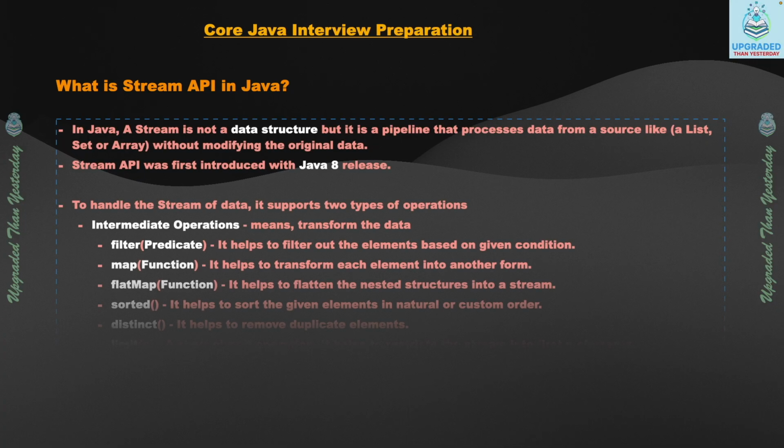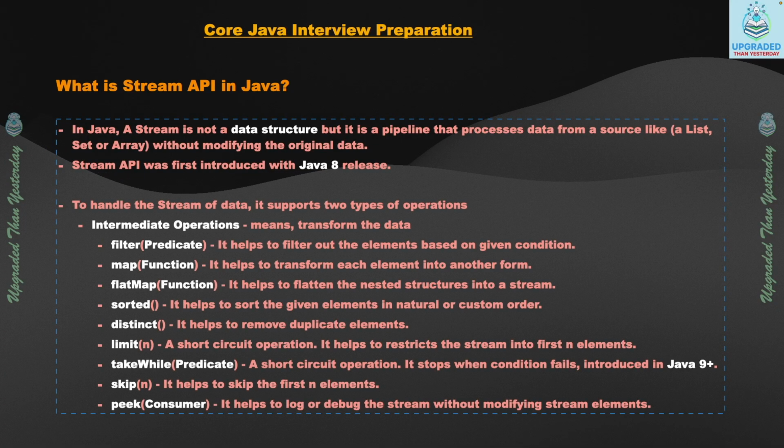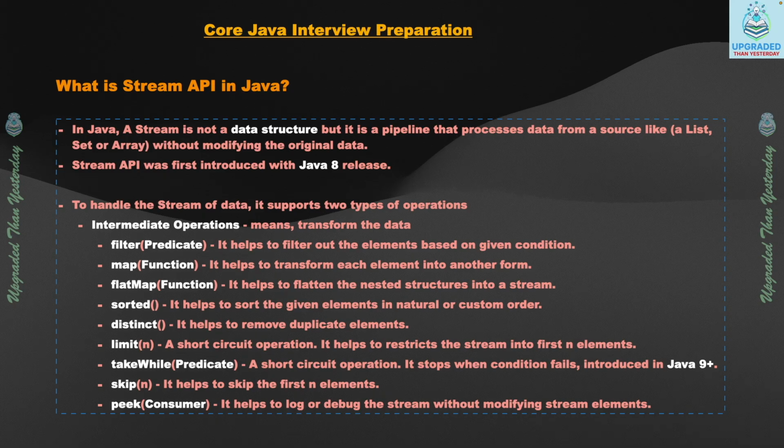What is Stream API in Java? In Java, a stream is not a data structure, but it is a pipeline that processes data from a source like a list or a set or an array without modifying the original data. Stream APIs were introduced with the Java 8 release.